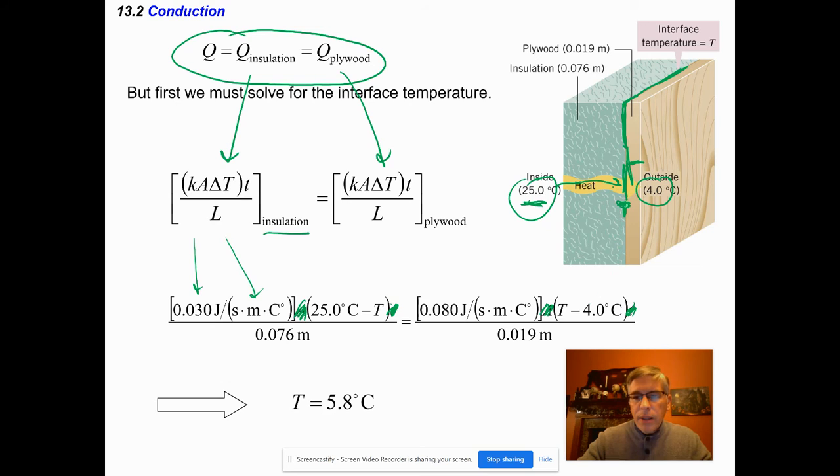Over here, the T is going to be at a higher temperature and 4 is going to be your colder. So I took T minus 4. So always make sure you're doing that. You have to kind of switch them. And then the idea is let's solve for T. When you do that, you will find that it's 5.8 degrees Celsius. So the temperature at this interface is 5.8 degrees Celsius.